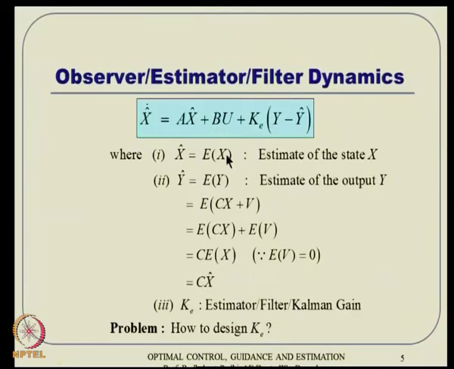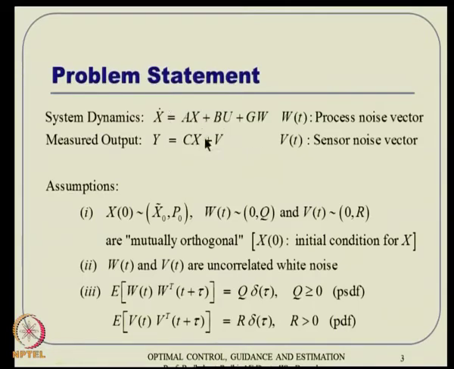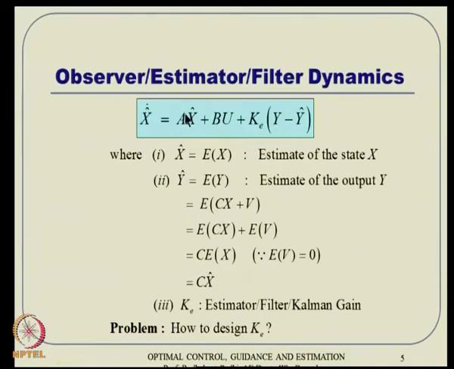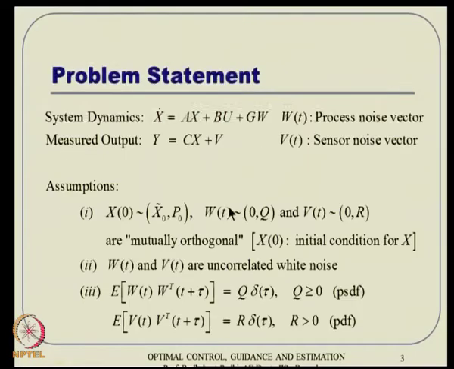First thing is we propose an observer dynamics, or sometimes an estimator dynamics or filter dynamics; people call it by different names. This is defined very close to what we already have here. x hat dot is A x hat plus Bu plus Ke times the innovation, y minus y hat, where y is the actual measured output. What is y hat? Now, y hat is the expected value of y, and y is nothing but Cx plus V.